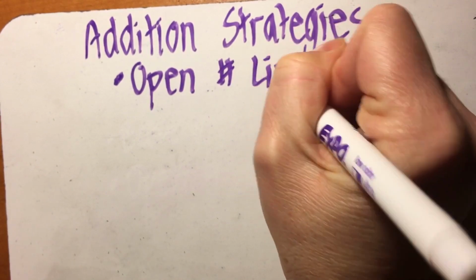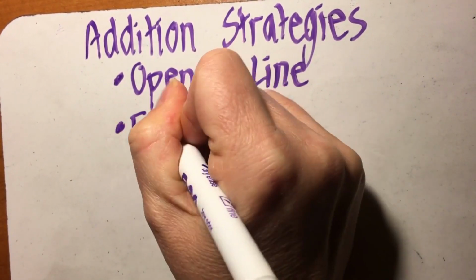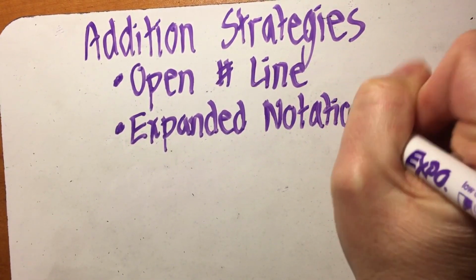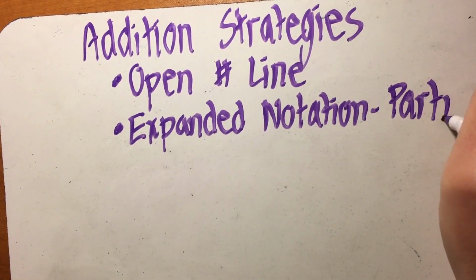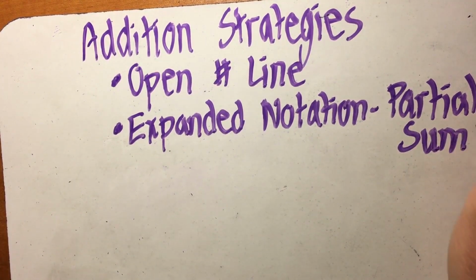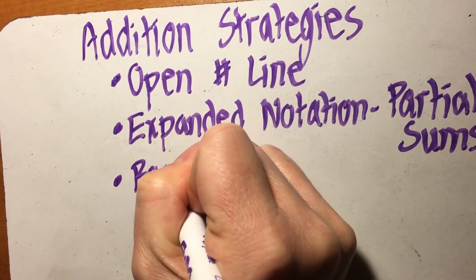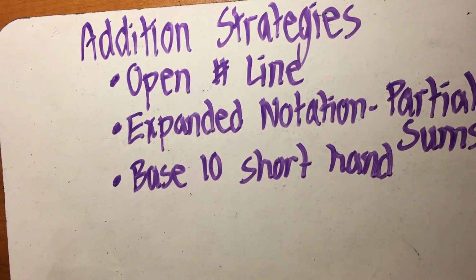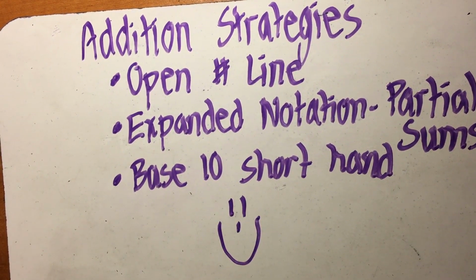I'm going to go a little bit faster, but I promise that I will break this up in future videos to go slower, though your kids could probably teach you this pretty quickly. We're going to cover the partial or open number line, the expanded notation, which is what your kids came up with. It's also called partial sums, and base 10 shorthand. I promise you it's not scary.